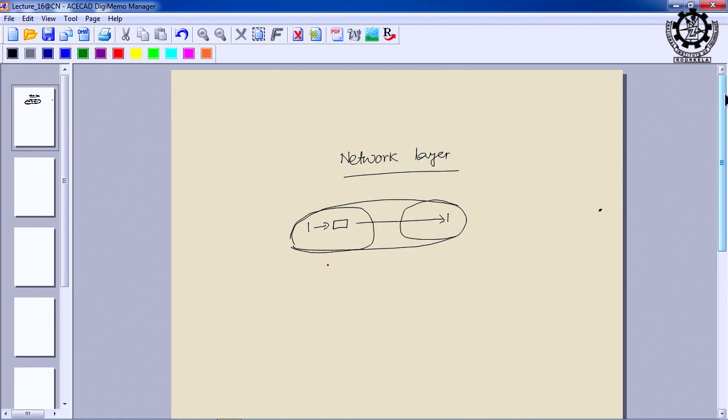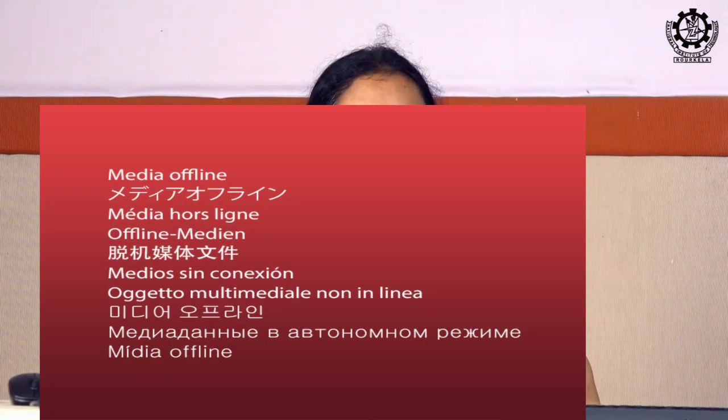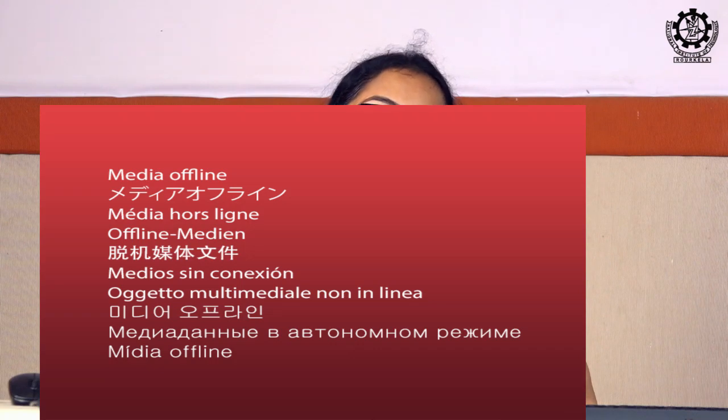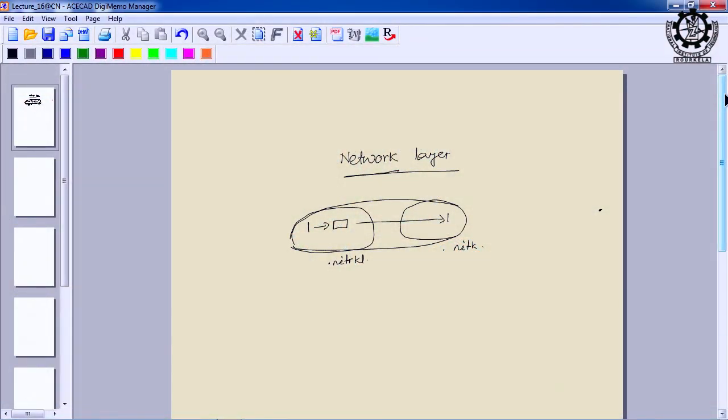Like if I say the sender is in the NIT Rourkela network, then the receiver can be in the NIT Kurukshetra network. Now, how are this sender and the receiver identified in the globe and the packet delivered to the receiver? That is the job of your network layer.